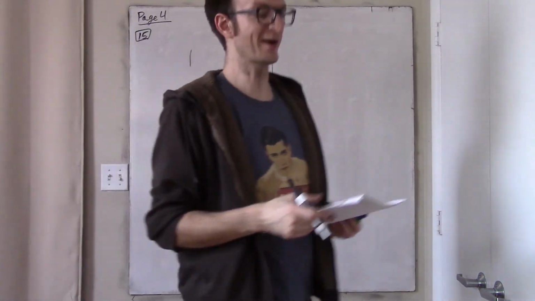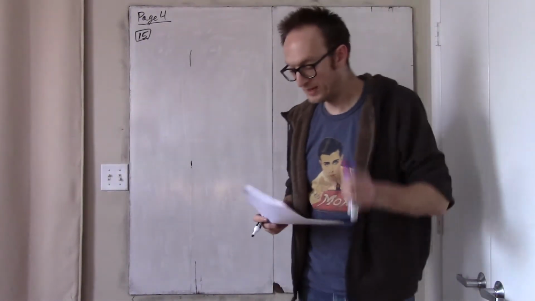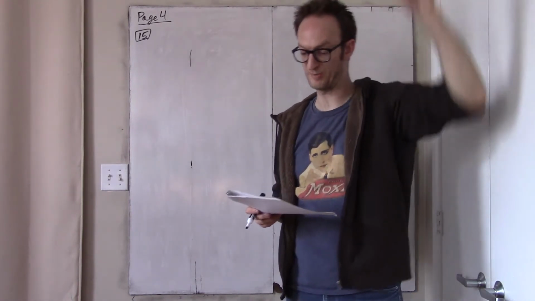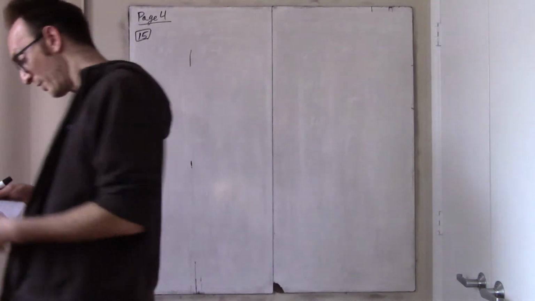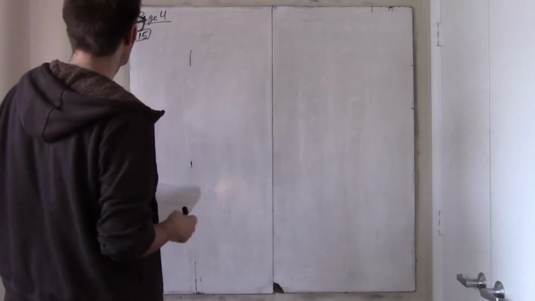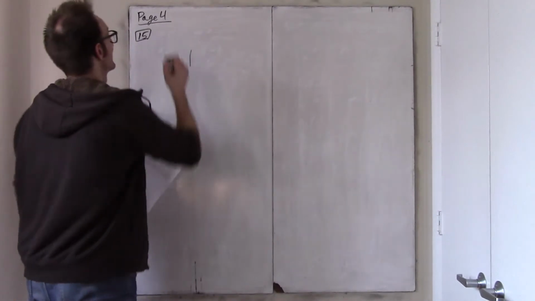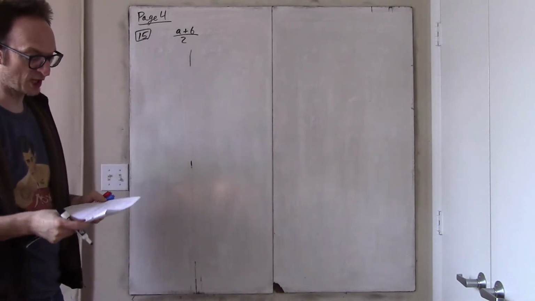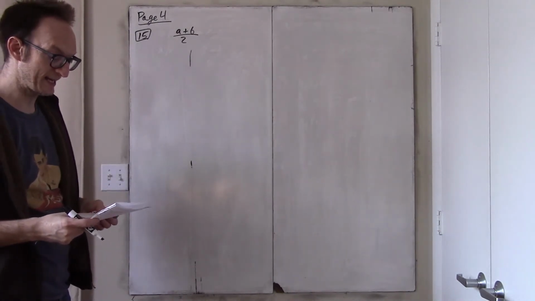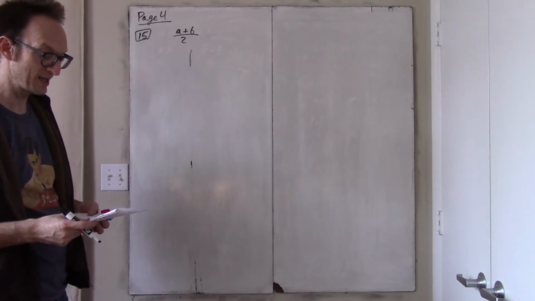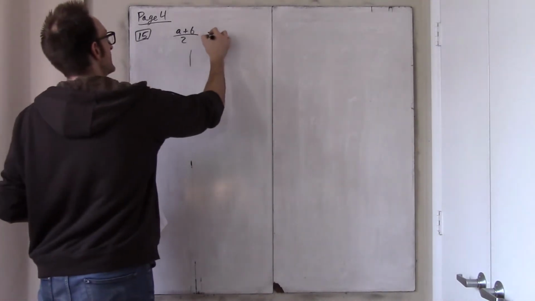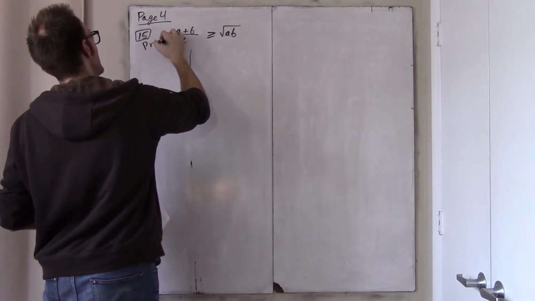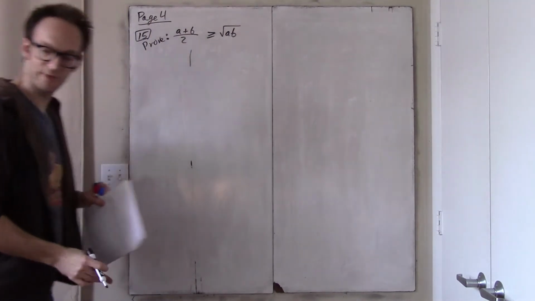So give an algebraic or a geometric proof that the arithmetic mean of two positive numbers is greater than or equal to their geometric mean. Oh boy. Okay, what is the arithmetic mean of two numbers? It's a plus b over 2, and I am supposed to show that the arithmetic mean is greater than or equal to the geometric mean. So in other words, I need to prove that a plus b over 2 is greater than or equal to root ab.